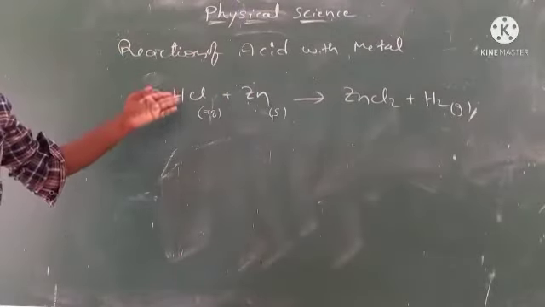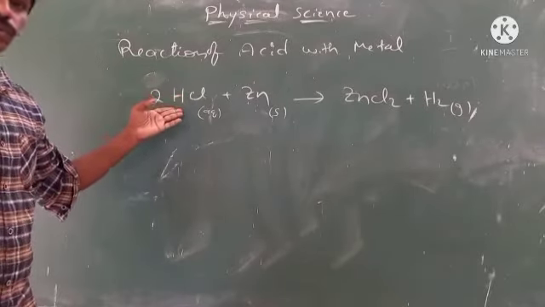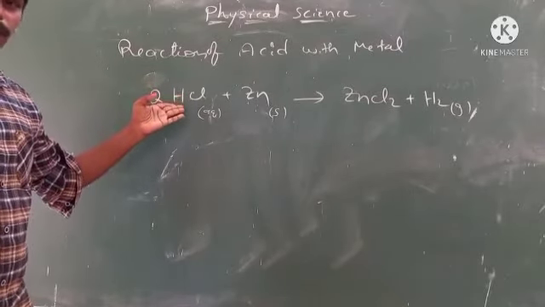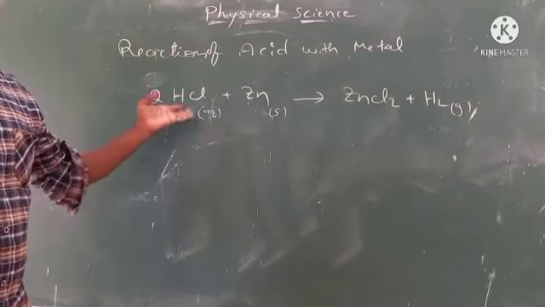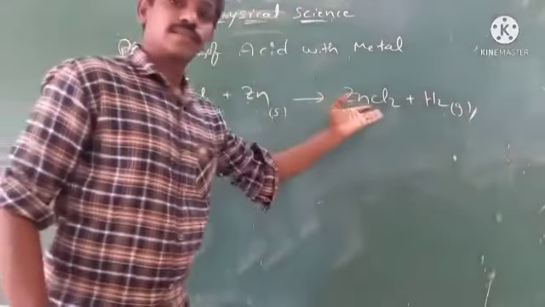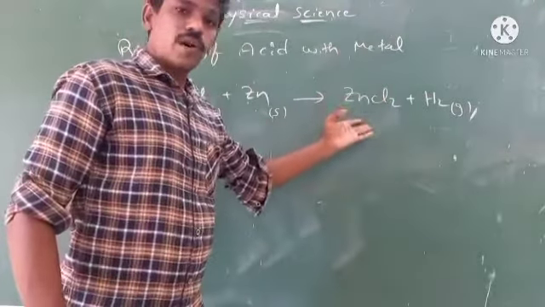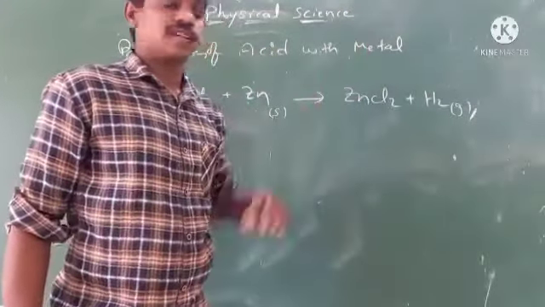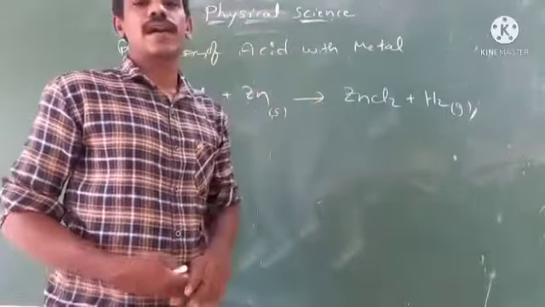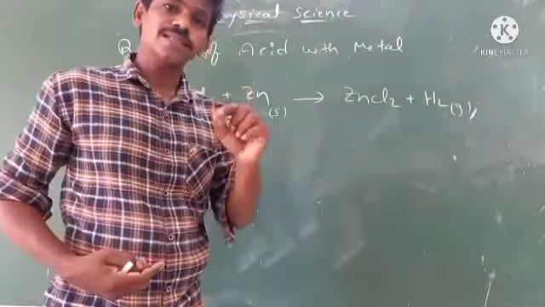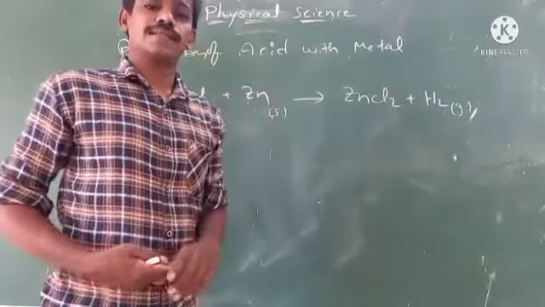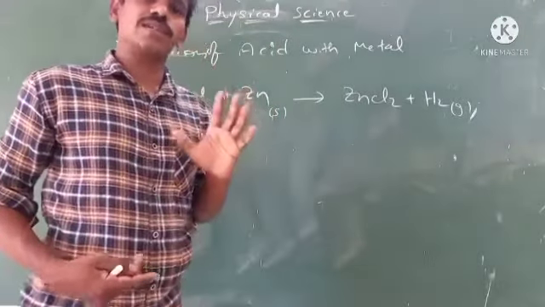Replace this acid with any acid, that means sulfuric acid, nitric acid, acetic acid, take any acid. The products are the corresponding salt and a gas. That gas is always hydrogen gas. The evolved gas is hydrogen gas.